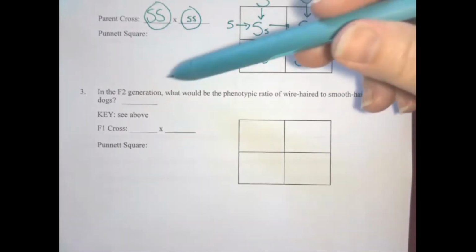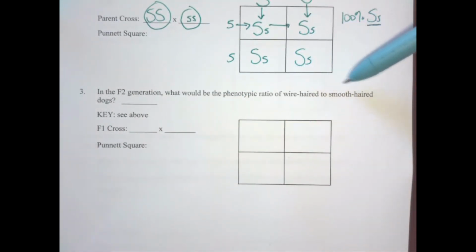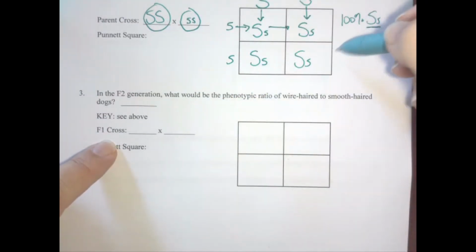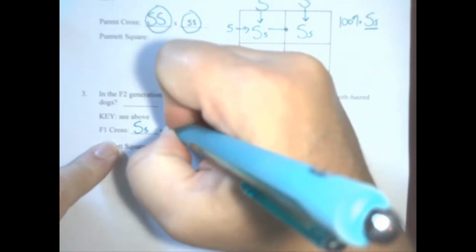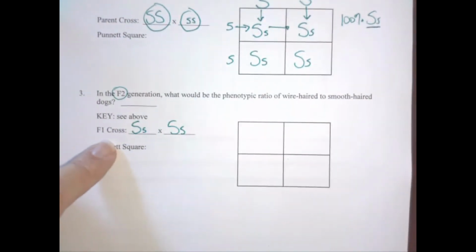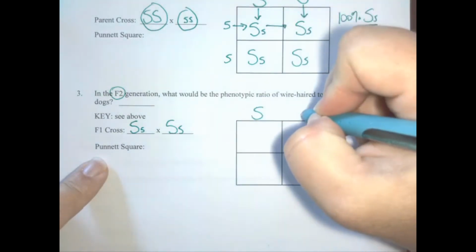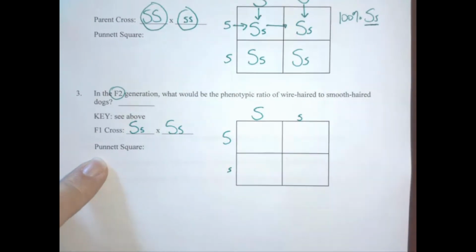So in the F2 generation, what would be the phenotypic ratio of wire-haired to smooth-haired dogs? And so what we're going to be doing here is you're going to take 2 from the Punnett square above, and we're going to cross them. So big S, little s, because generation 2 means that we have to take them from generation 1. Okay. Now I'm going to set up my Punnett square. I'm going to have a big S and little s from parent 1 and big S, little s from parent 2.